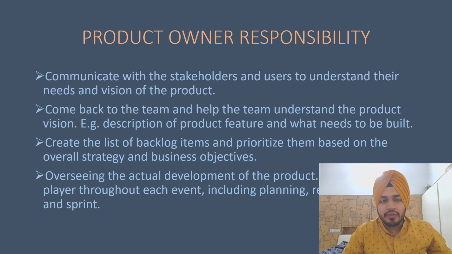So the responsibility of a product owner includes communicating with the stakeholders and users to understand their needs and vision of the product, coming back to the team and helping the team understand the product vision. That is the description of product features and what needs to be built. So the product owner first communicates with the stakeholders and tries to understand the vision of their product, what they want, what the stakeholders want to build.